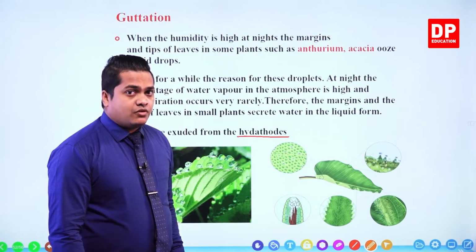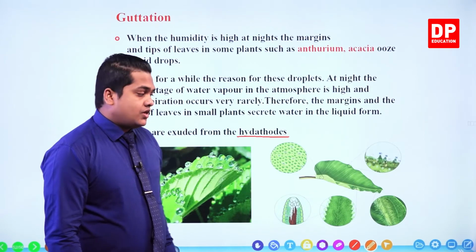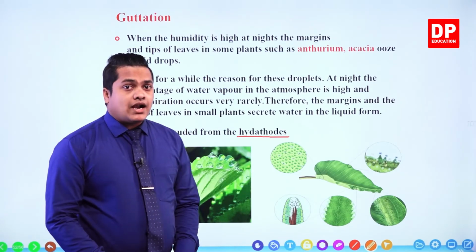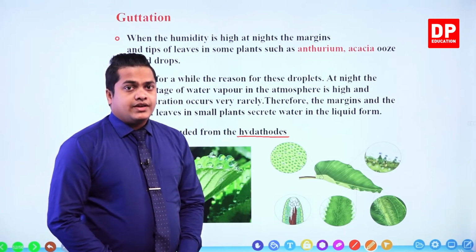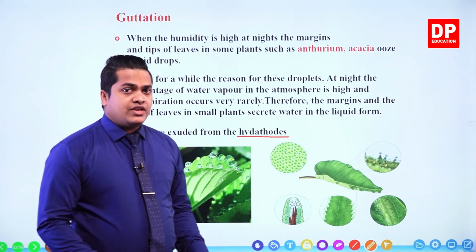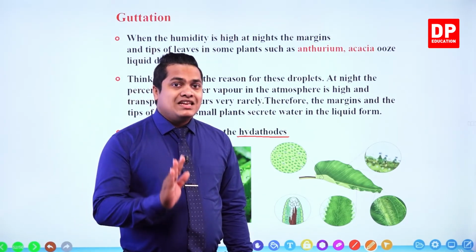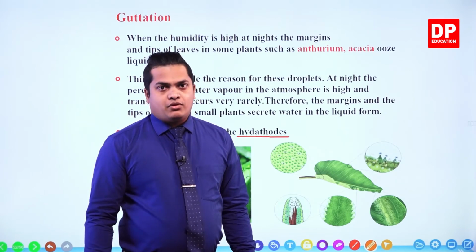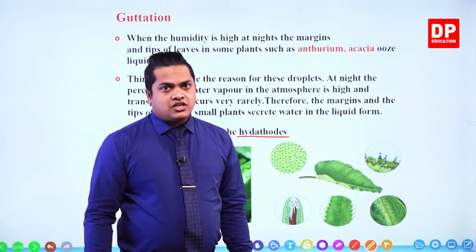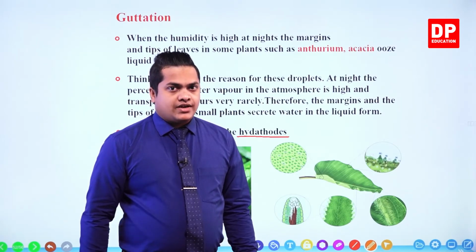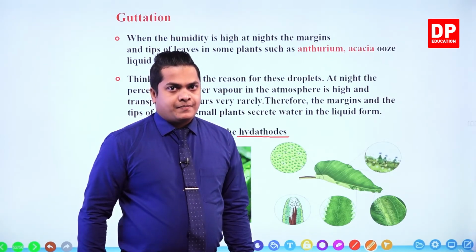Not in the vapor form but as droplets. Right, so this is the guttation, my dear children. So in guttation, water is released to the environment in the form of liquid, not in the form of a gas like in the transpiration. Right, so there is a huge difference between guttation and transpiration.